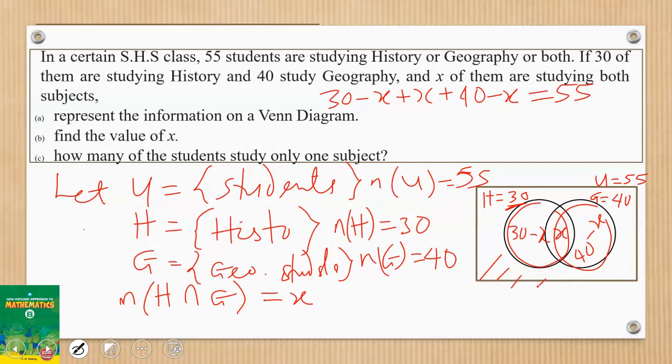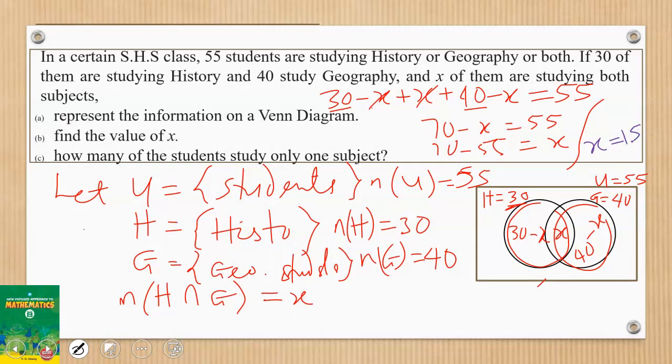Right? Now when we do simple cancellation, simple algebra here, we can say negative X plus X will give us 0, 30 plus 40 will give us 70, minus X equals 55. If you group like terms, we have 70 minus 55 is equal to X. And so X will therefore be equal to 15.